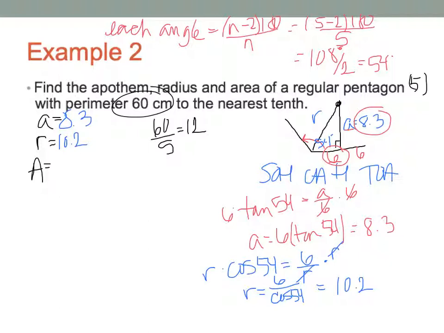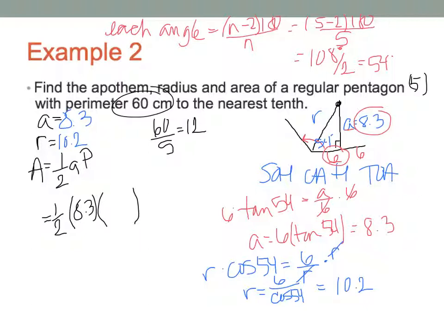Hang in there with me, you guys. We're almost there. Now the area formula, again, is 1/2 apothem times perimeter. I have my apothem. It's 8.3. So let's start plugging things in, you guys. We're almost done. 1/2 apothem, 8.3, times my perimeter.